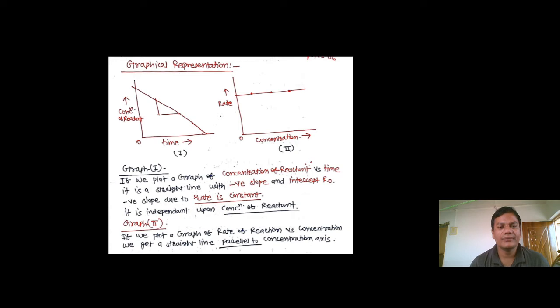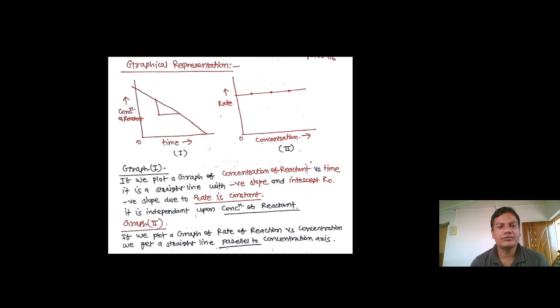So graph 1, if we plot a graph of concentration against time, it is a straight line with negative slope. The slope is negative because this straight line is in the decreasing order. As time increases, concentration of reactant decreases. So it has an intercept, that is intercept on y-axis, that is distance from origin O up to the point present on y-axis. So that distance should be considered as the intercept for this graph.